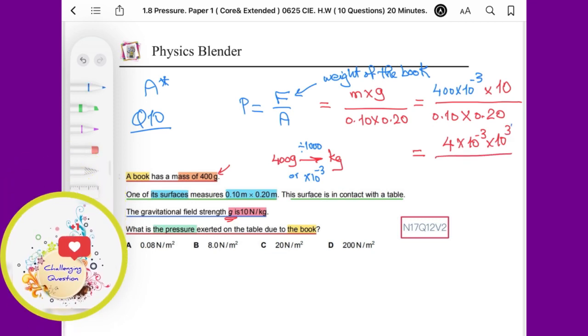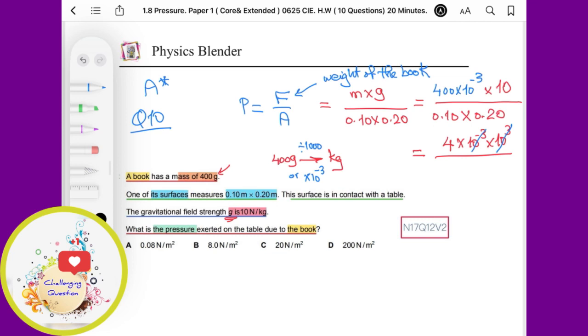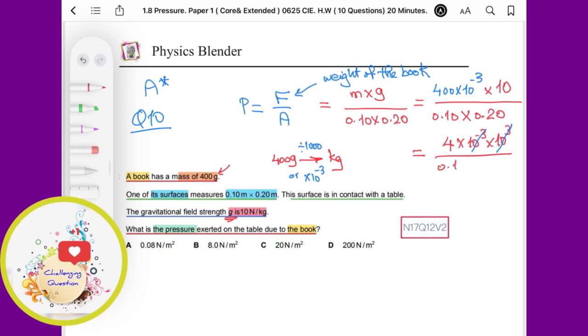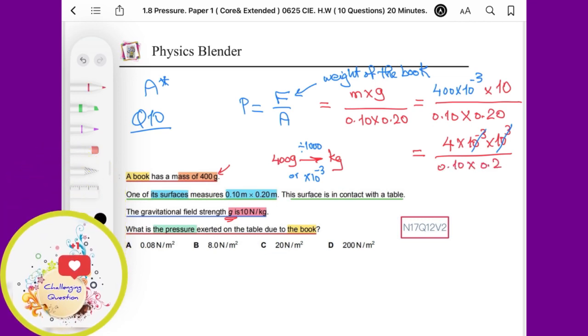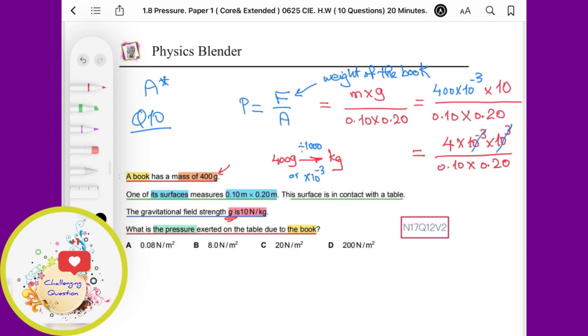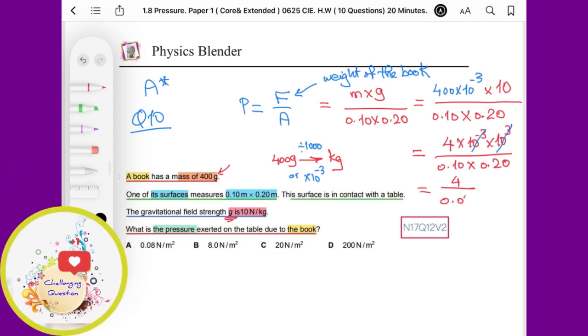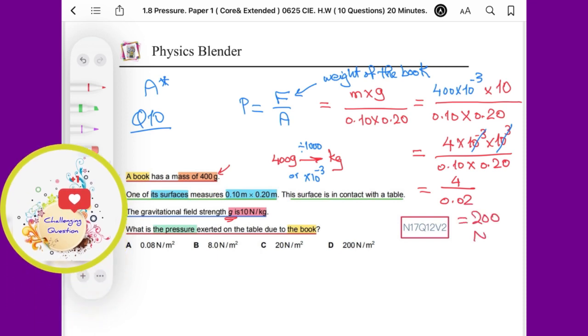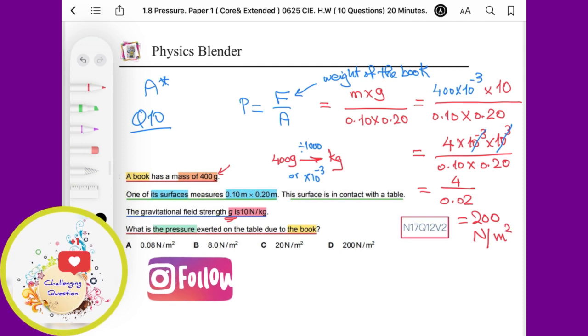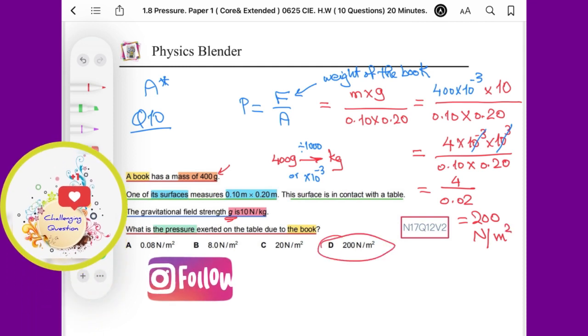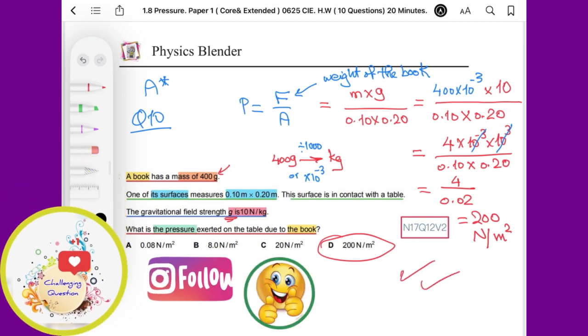You can cancel out, and you have here 0.10 times 0.20. So your answer will be 4 divided by 0.02, 200 Newton per square meter, which is the correct answer, D. Okay, this question is very important and is challenging.